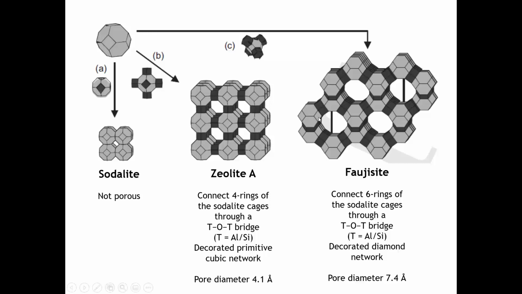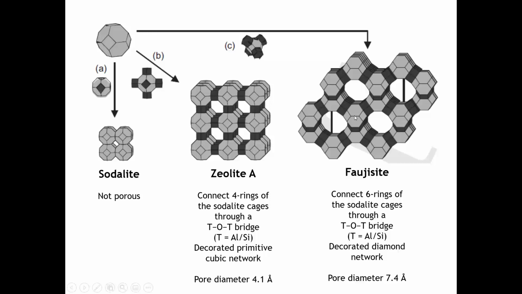If we link the sodalite cages not through the diamond or square 4 rings, but instead through the hexagonal faces, then we get this zeolite that's called faujasite. And now we have an even bigger opening. The pore diameter now, the available space for a molecule to squeeze in and out, is 7.4 angstroms. You can get moderately large molecules in and out of these openings to access the available space within the zeolite.